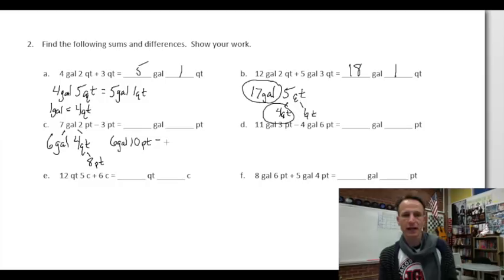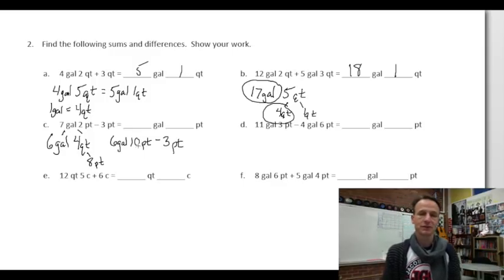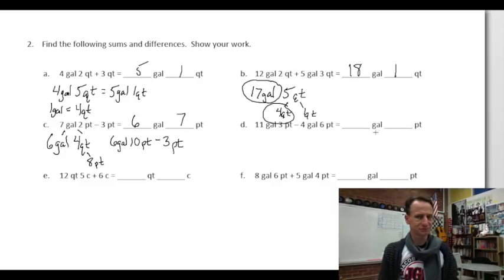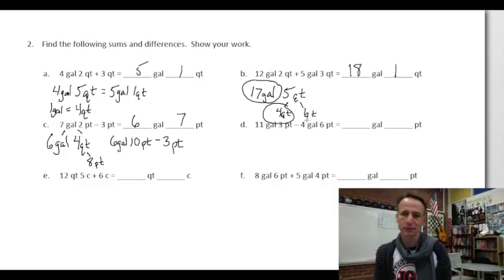Now we can subtract those 3 pints. And what we get then is 6 gallons, 7 pints. Okay? You see that? 6 gallons, 7 pints. And 7 pints is kind of a weird thing to have because you would express that as quarts and pints, but that's what we're at, so we'll leave it that way.